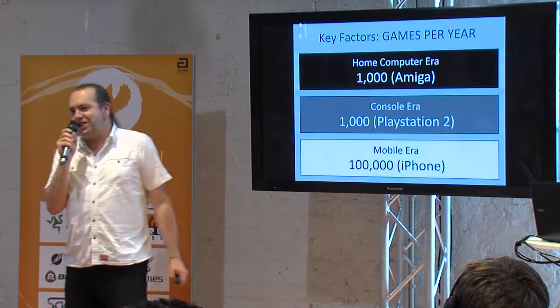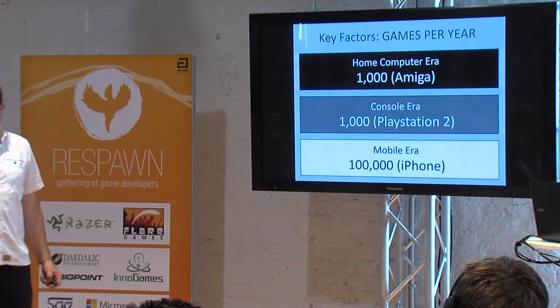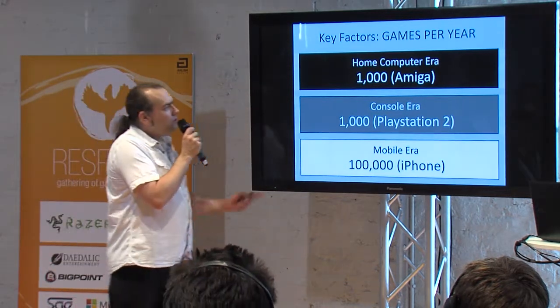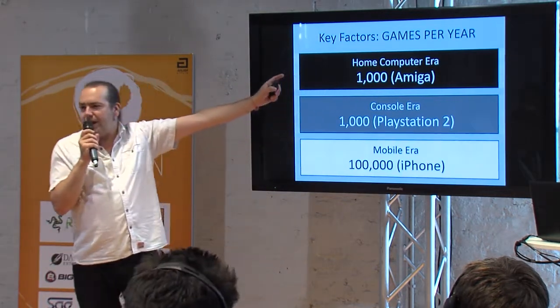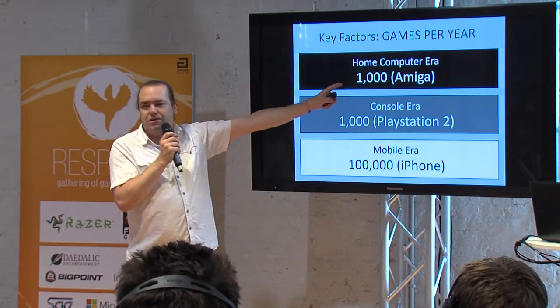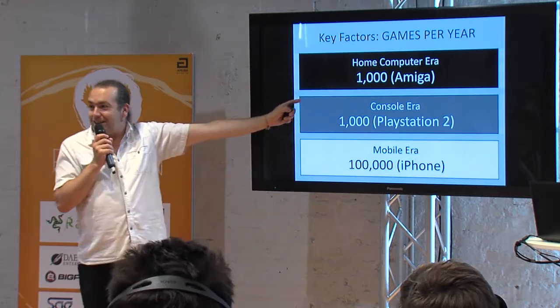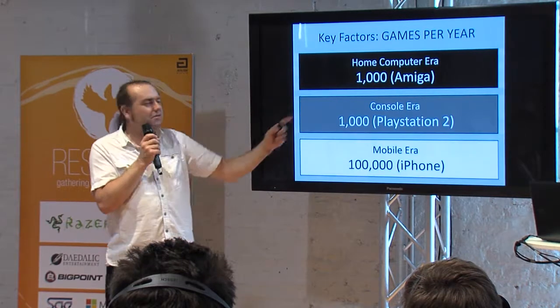This is an interesting slide which tells you everything you need to know about the problem with the game industry today. We released Sensible Soccer in 1992. That year, 1,000 games were released on the Amiga. We were lucky enough to be the Game of the Year that year, but it was 1 out of 1,000.